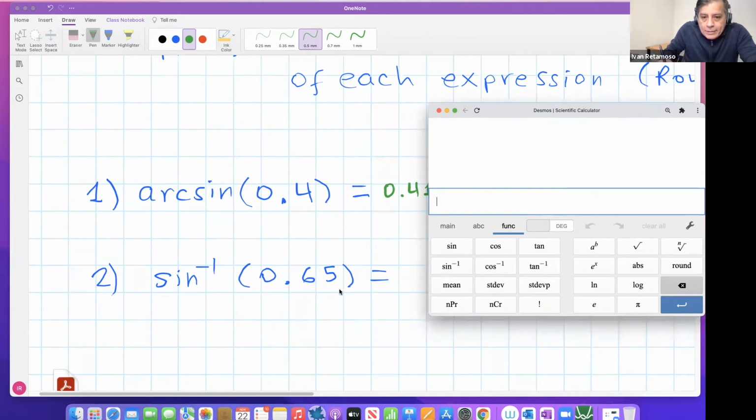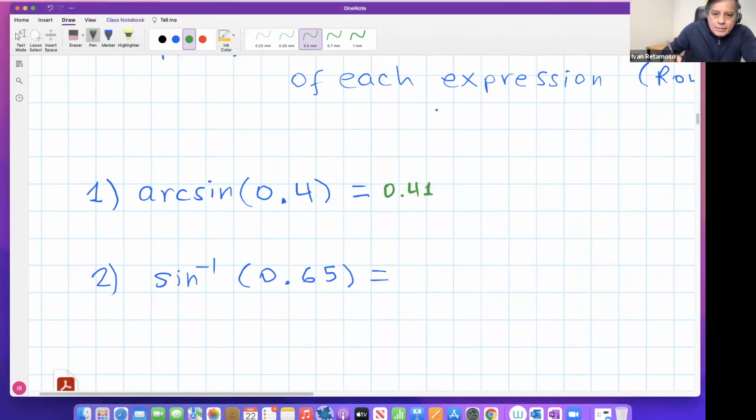Sine inverse of 0.65. You go to the function sine inverse, then 0.65. By default, it will give you the answer in degrees, but we don't want this in degrees, we want it in radians. So change it to radians, 0.707. They wanted you to round this to 2 decimal places. So this should be 0.71. Very good. So it's simple.